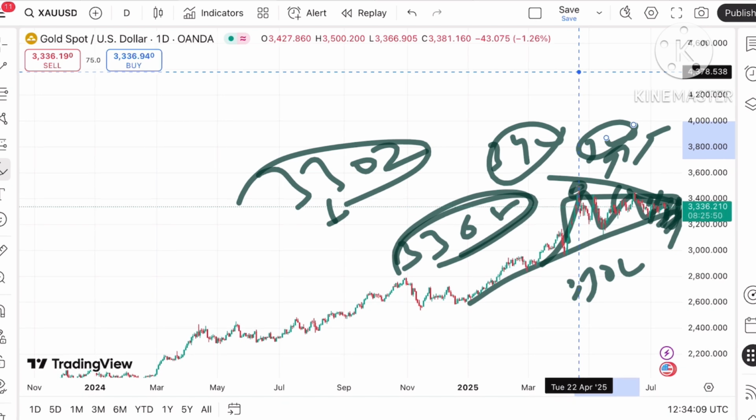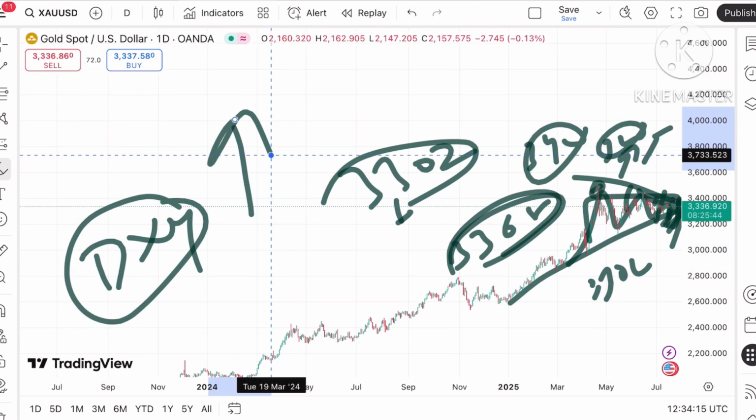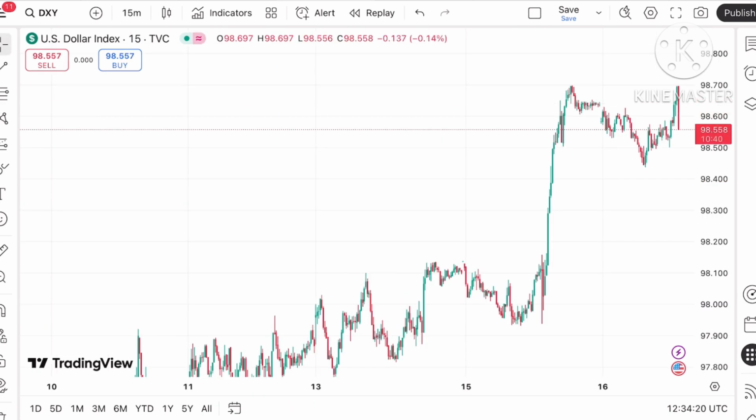If you look at the chart of the dollar index, the price of gold depends on a lot of factors. One of the factors is the dollar index because it is inversely related to gold. So let's see how the dollar index is moving, around 98.553 on a 15-minute chart.